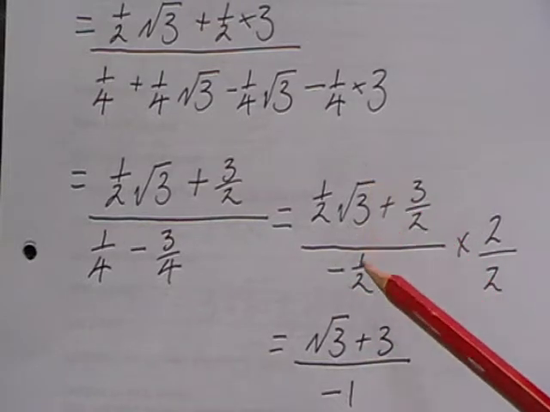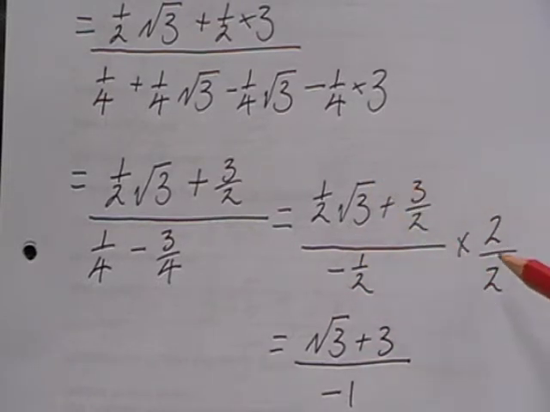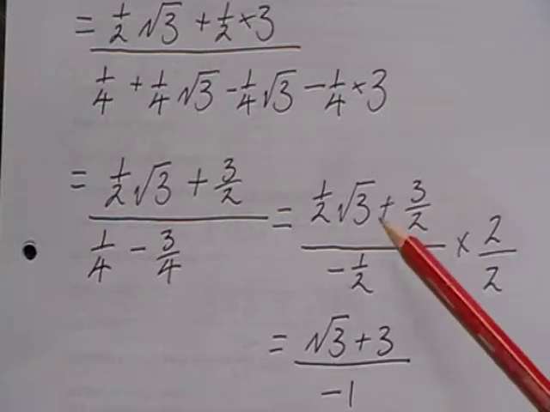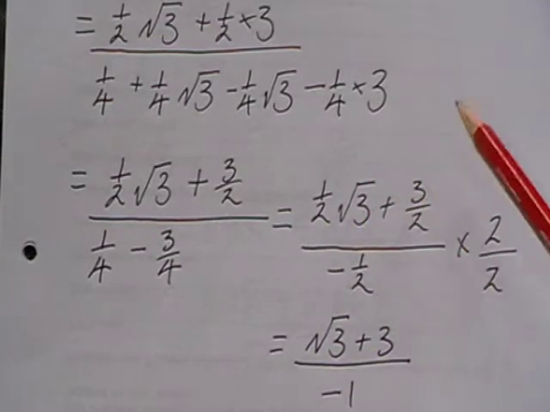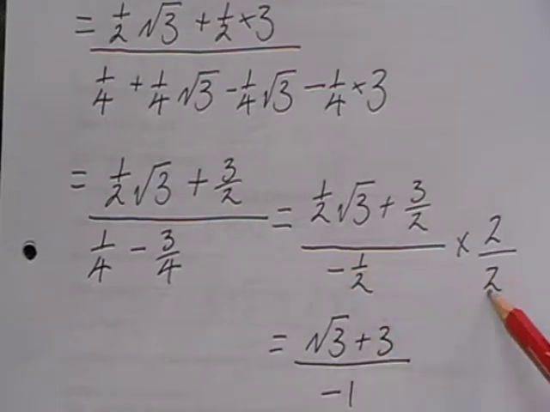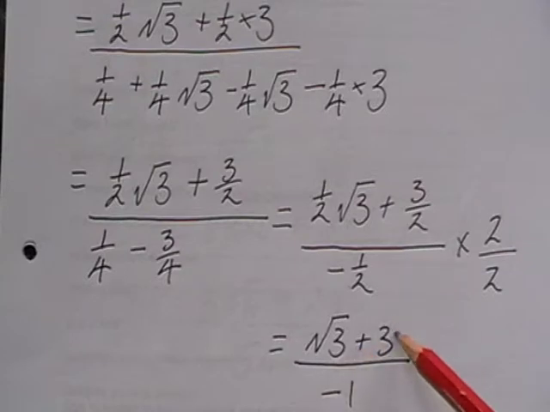To resolve the halves, the easiest solution is to times top and bottom by 2. That gives us root 3 plus 3 from doubling that, and underneath -1 by doubling that, which gives us root 3 plus 3 over -1, which, if we resolve the minus underneath, gives us minus 3 minus root 3.